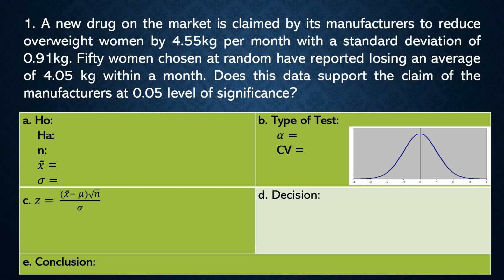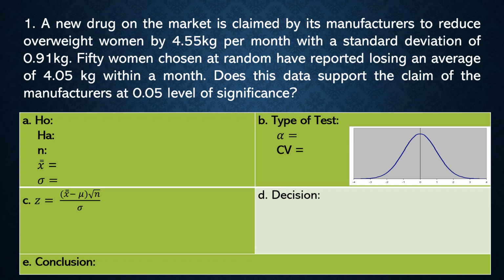For the third step, we're going to use the formula z is equal to the quantity x bar minus mu, times square root of n, all over sigma. And then for the fourth step, we need to know the decision, if the null hypothesis will be accepted or rejected. And then for the conclusion, we're going to answer the question in the given problem.